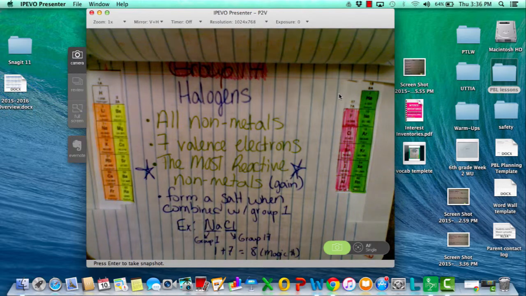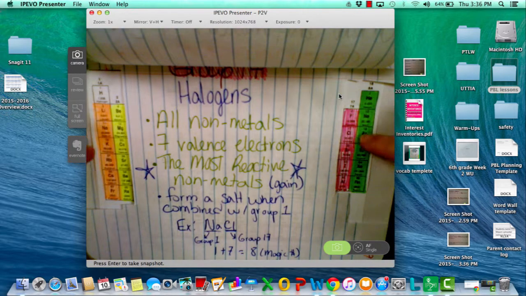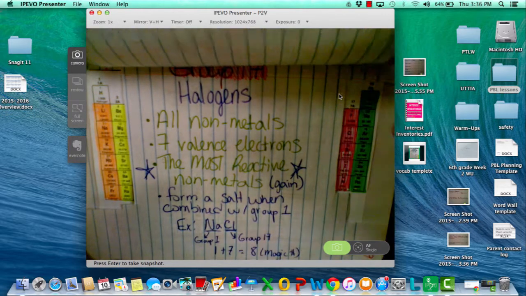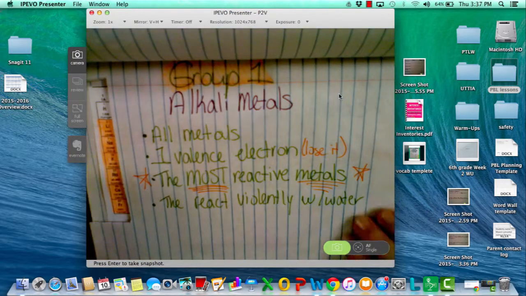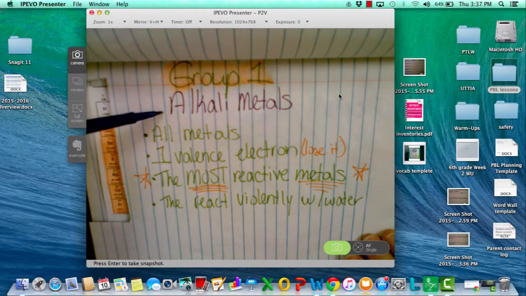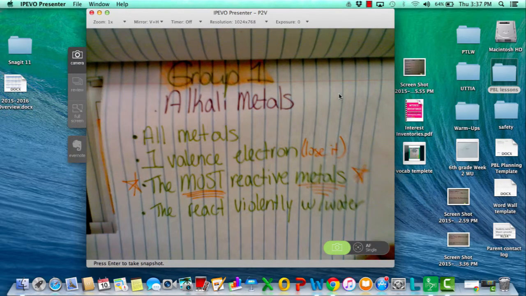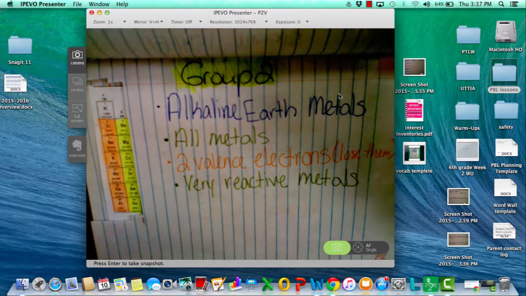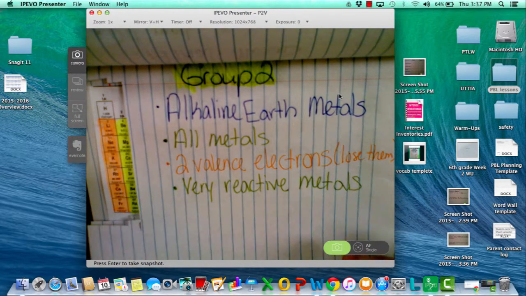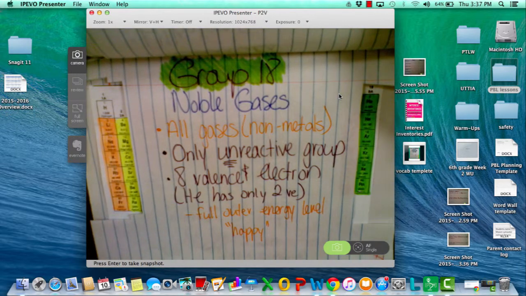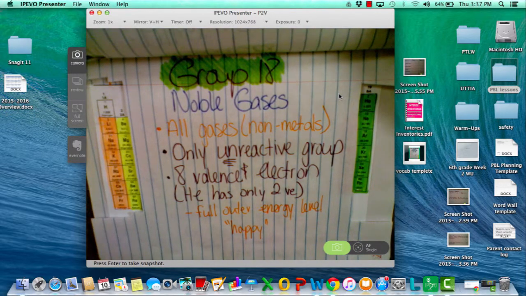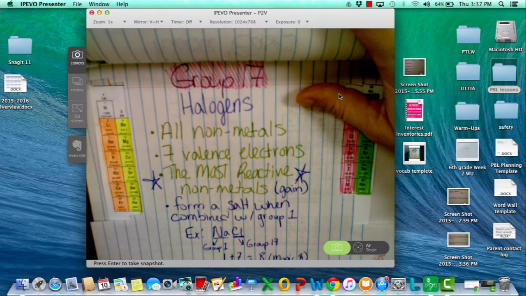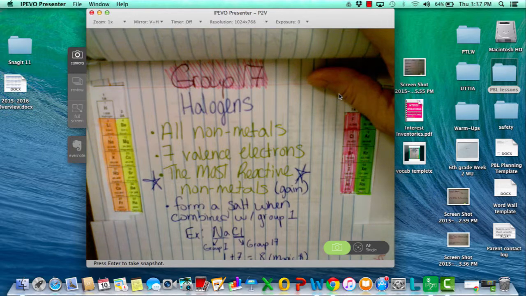Okay? But just know that these are the 4 groups that you are expected to know the names of and the characteristics. Okay, so to recap, you have group 1, alkali metals, the most reactive metals. Group 2, the alkaline earth metals, which are very reactive metals. And then we're going to skip to group 18, the noble gases, completely unreactive. And then group 17, the halogens, which are the most reactive nonmetals.